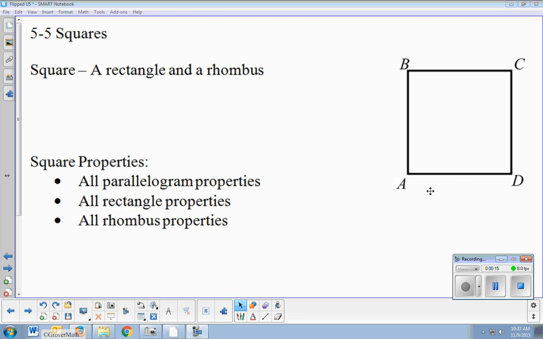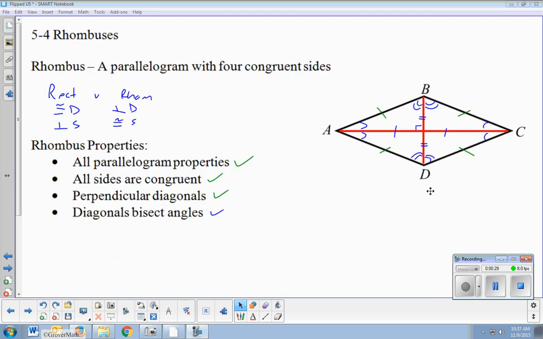A parallelogram has exactly two pairs of parallel sides, so a parallelogram is a trapezoid, but it definitely has two pairs of opposite sides parallel. Then we had rectangle and rhombus, and the rectangle versus the rhombus was something that really needs to be remembered. A rectangle has congruent diagonals and perpendicular sides, where a rhombus has perpendicular diagonals and congruent sides. So they're kind of opposites with respect to what's congruent and what's perpendicular. A rectangle has all angles congruent, a rhombus has all sides congruent.